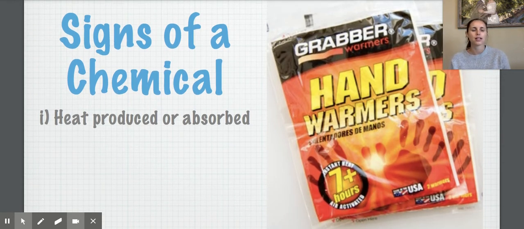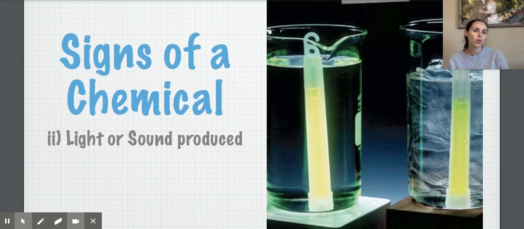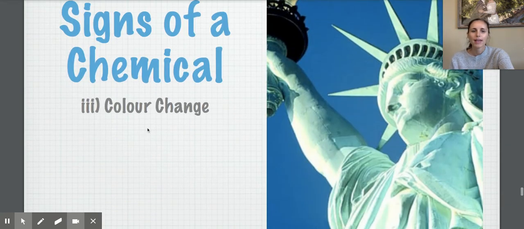So the easiest way to tell if something is a chemical or a physical change is to look for the signs of a chemical change. We studied these in grade 9. Let's remind ourselves, because in most of the labs we're going to be looking for these signs of a chemical change. The first sign of a chemical change is if heat is produced or absorbed. So if your substance feels hot or cold to the touch, then you do have a sign of a chemical change. If light or sound is produced, then you're also going to have a sign of a chemical change. If you have a color change, so if you've seen a new, unexpected color, not dyeing something, then it is a sign of a chemical change.